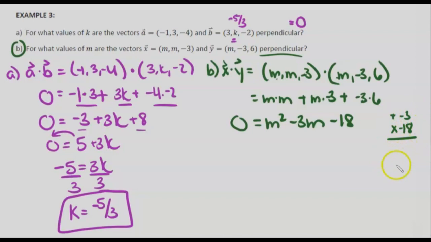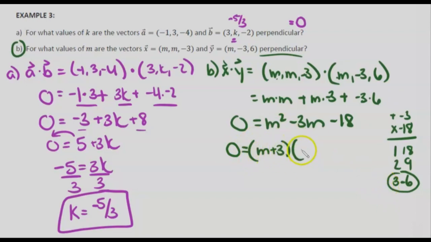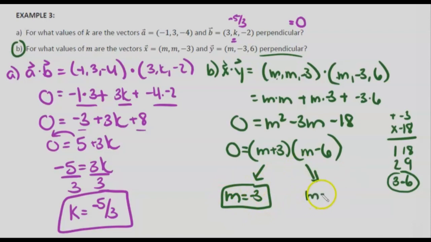Okay, factors of 18 are 1 and 18, 2 and 9, 3 and 6. So if we had a -6 and a +3, those two numbers will multiply to -18 and add to -3. So we're going to go m plus 3 and m minus 6. Those are going to be the two factors. So there's two situations where these two vectors are going to be perpendicular, and that's at m equals -3 and m equals 6.